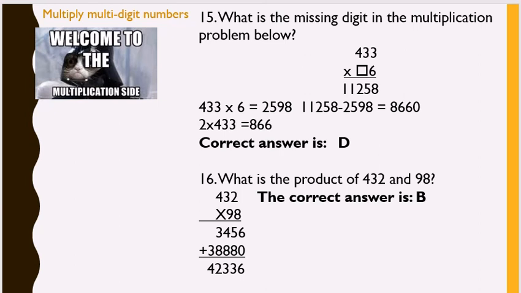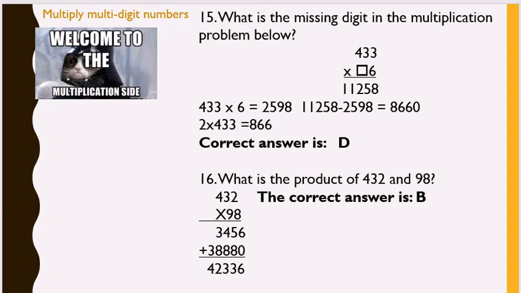8,660. Now, we think about, okay, what number can we multiply to have a sum that would equal the 866 out of the 8,660? And we look at our answer. We know, well, it's 433. And we try each of those answer choices. And 2 would be your correct one. 2 times 433 equals 866. So the correct answer is D.